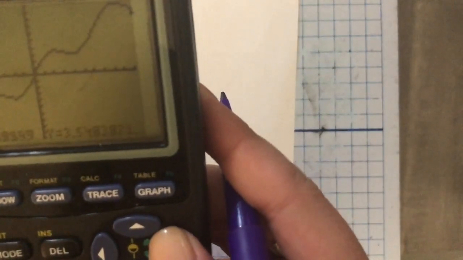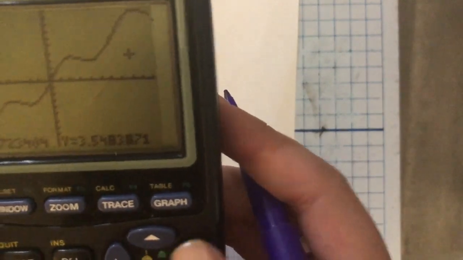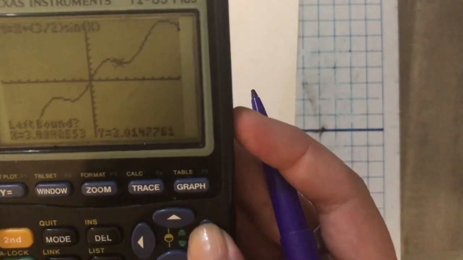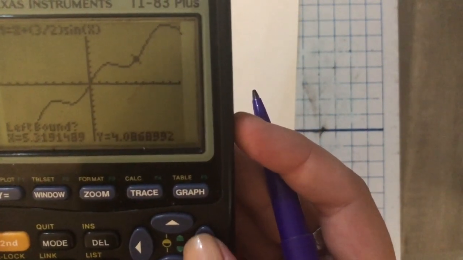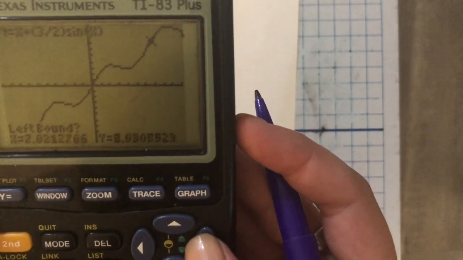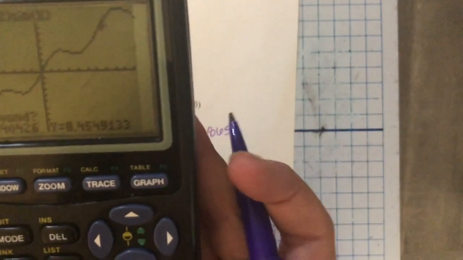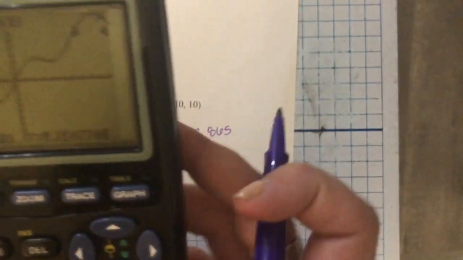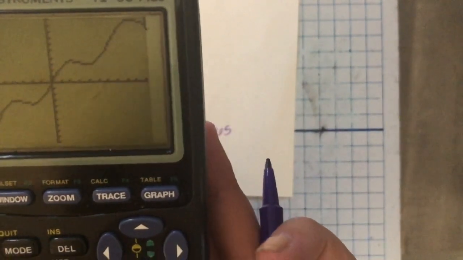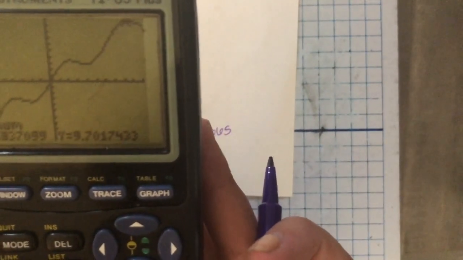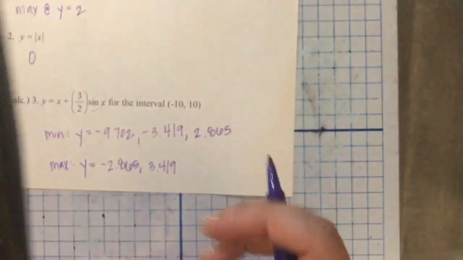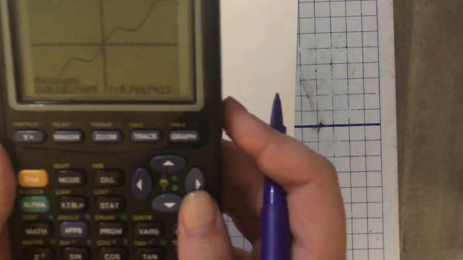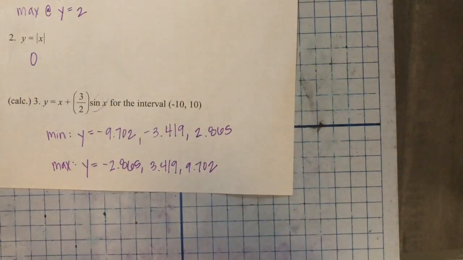And got one last, oh, man, second calc. Forgot it again. Second calc, maximum. Move it over. All right, left bound. And right bound. And guess. 9.702. All right. Now, there you go. So those are all of our locals.